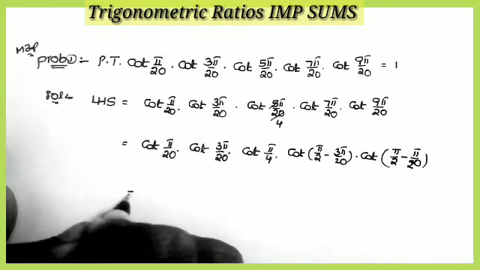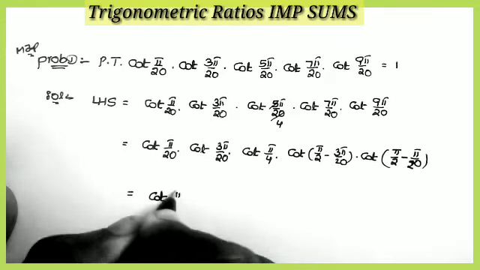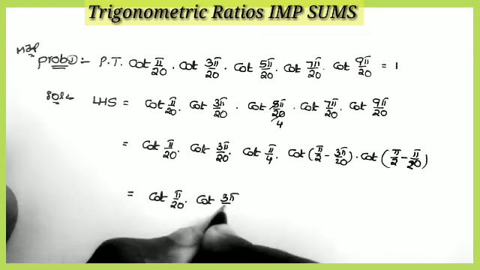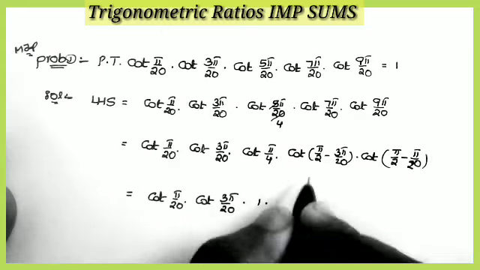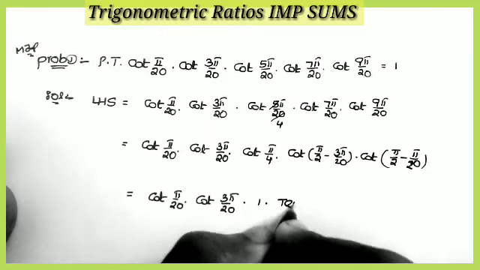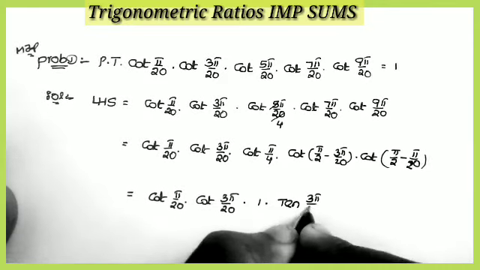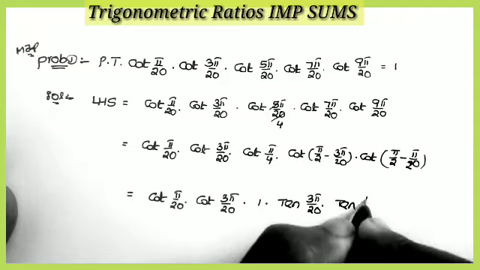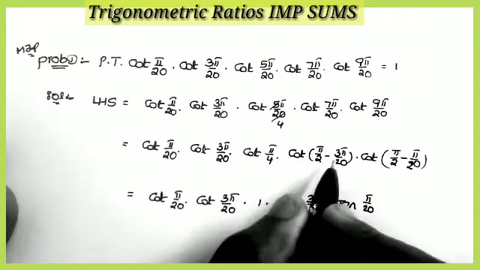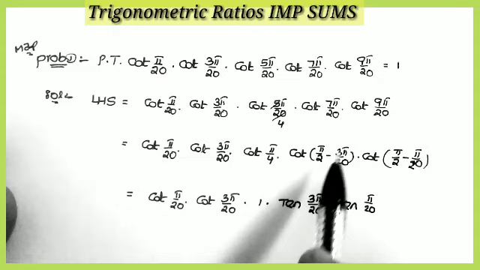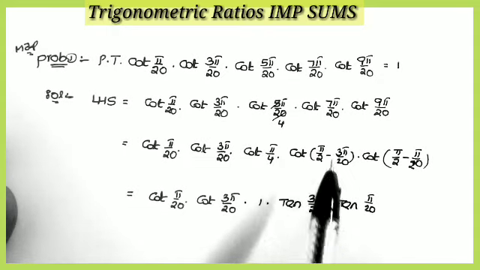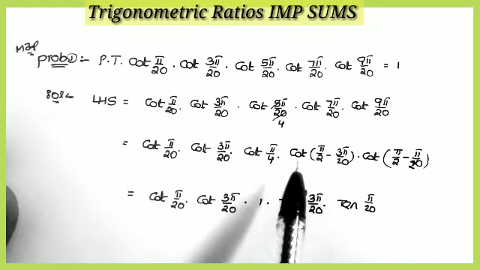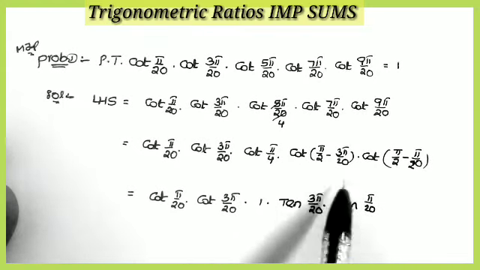Now this is equal to cot pi by 20 into cot 3 pi by 20 into, what is the value of cot pi by 4? This is equal to 1. This is cot 90 minus theta. The cot of 90 minus theta is equal to tan theta. And this is also cot 90 minus theta, that is tan theta. Cot pi by 2 minus 3 pi by 20 gives tan 3 pi by 20. When we have pi by 2 here, the cot becomes tan.